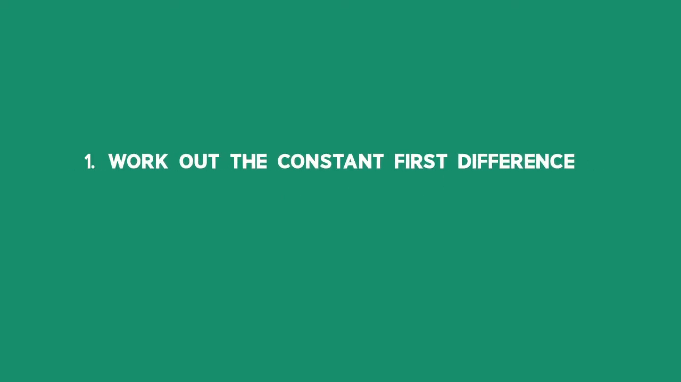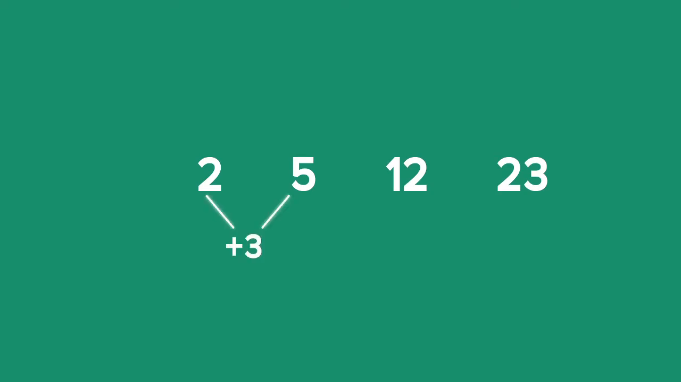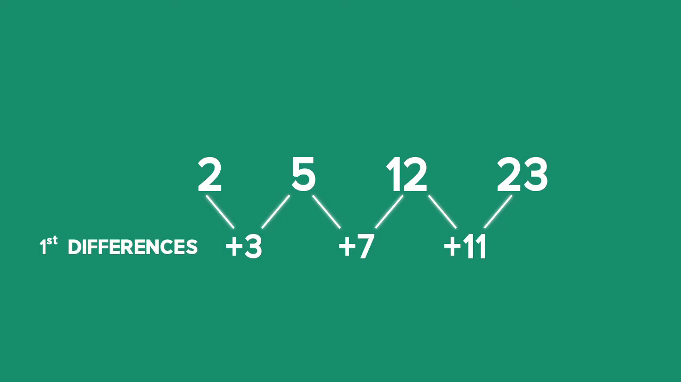We first need to work out the first differences before we work out the constant second difference. To get from 2 to 5, we have to add 3. To get from 5 to 12, we have to add 7. And to get from 12 to 23, we have to add 11. This is the row of first differences.